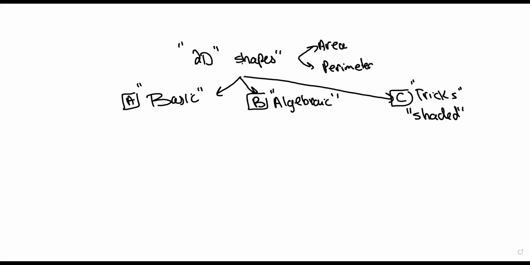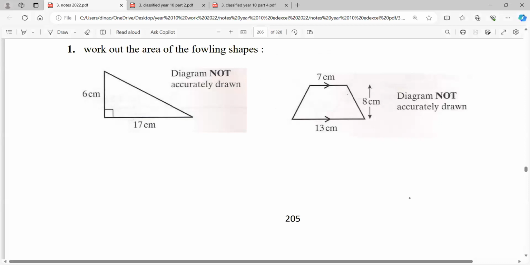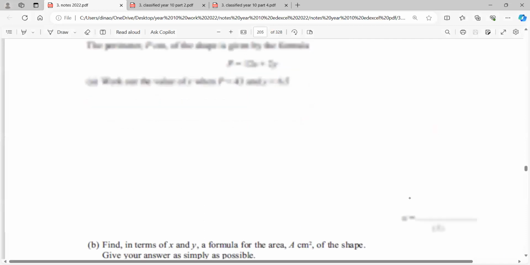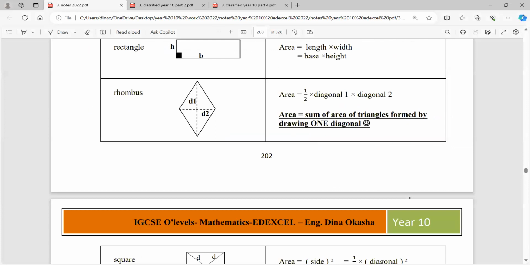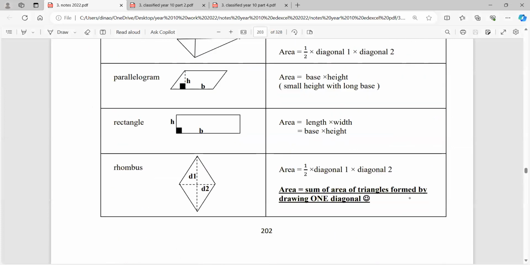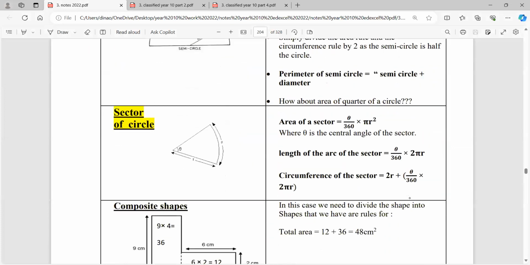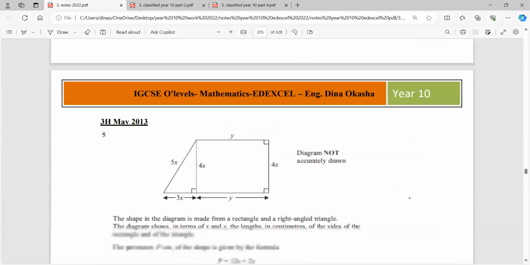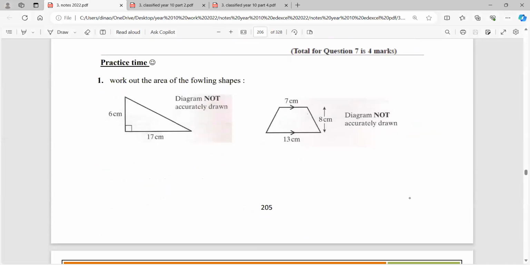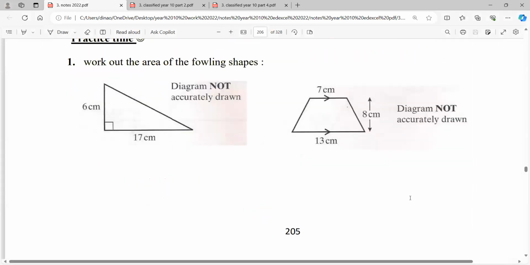If you are using my resources, this is the notes page number 205. Now, if we go back to pages 202 and 203, you'll find that all of the rules are written here for you if you wish to refer to them, pages 202 and 203. But we will actually apply them immediately on numerical questions. So let's start with the basic questions.